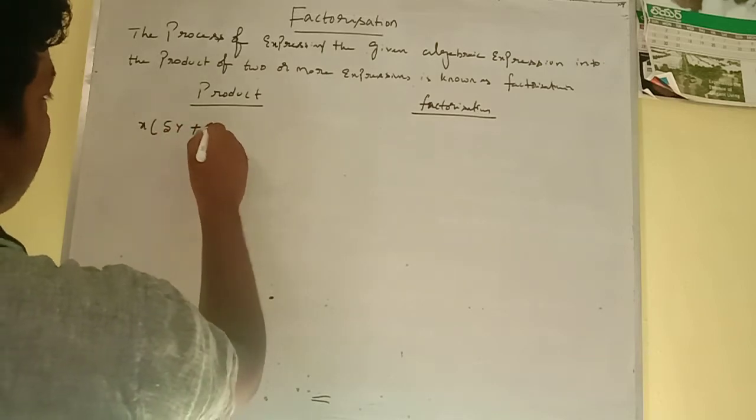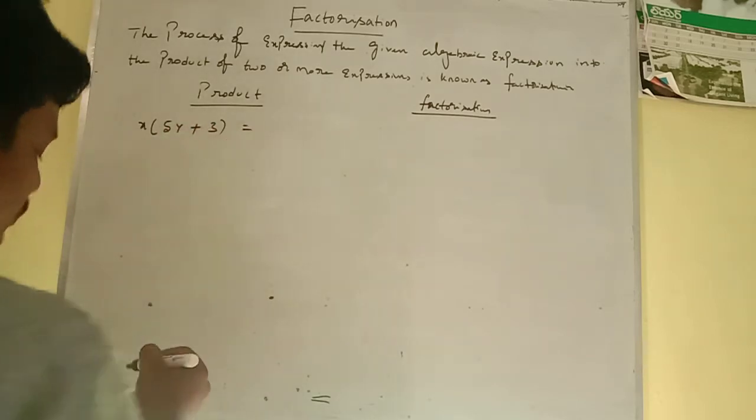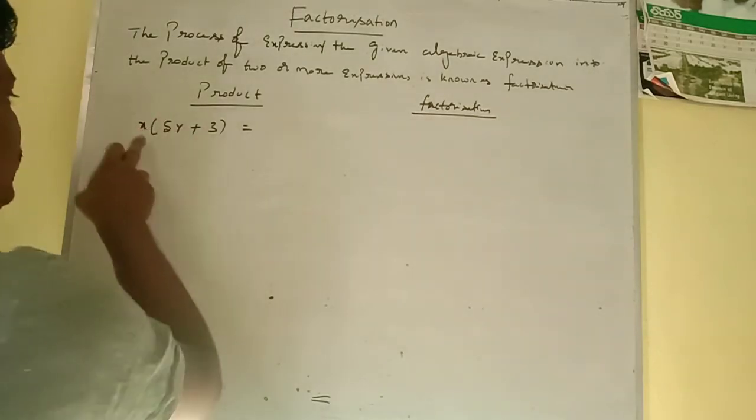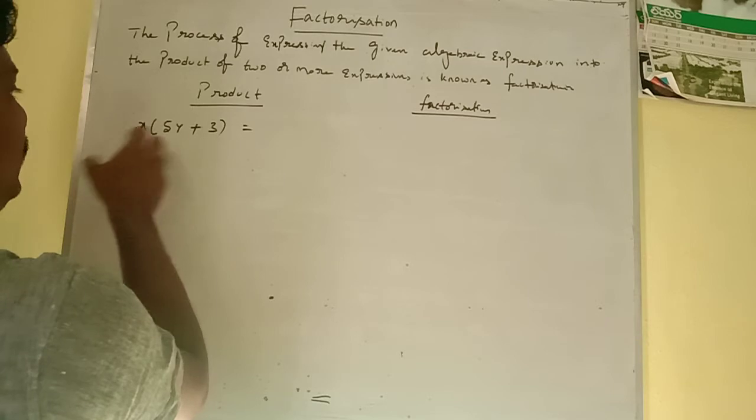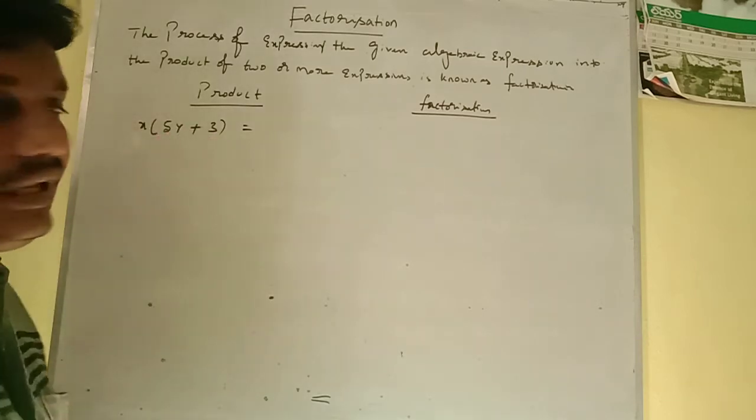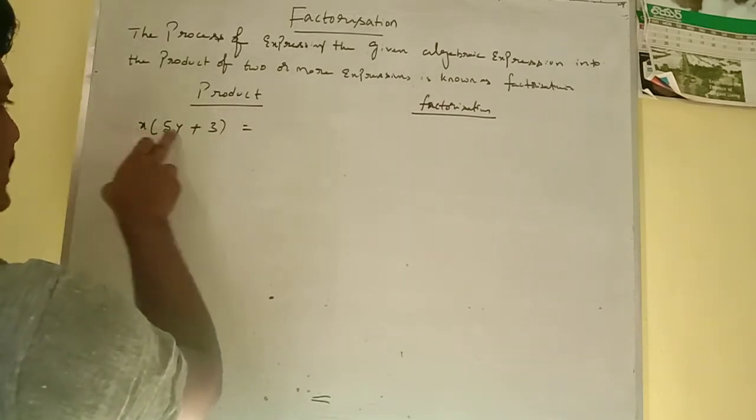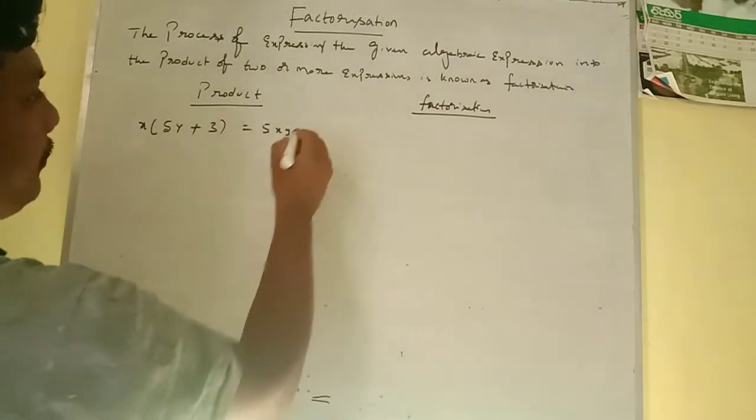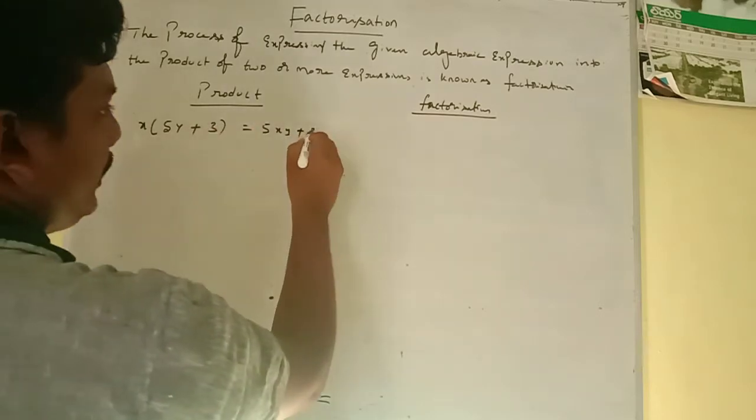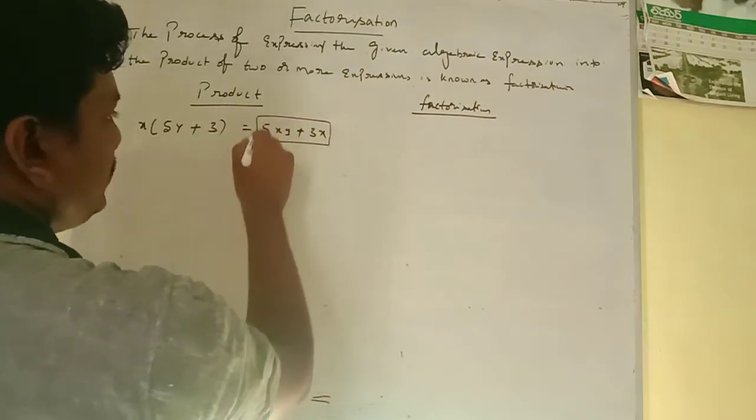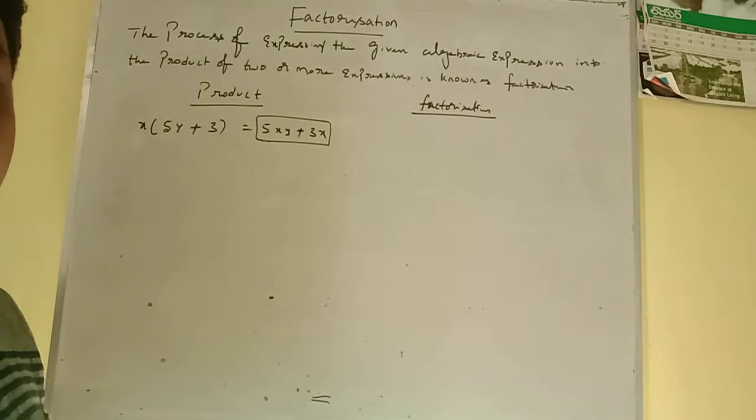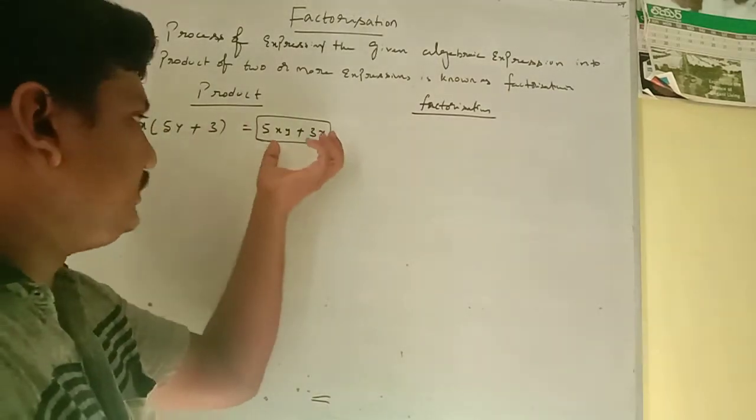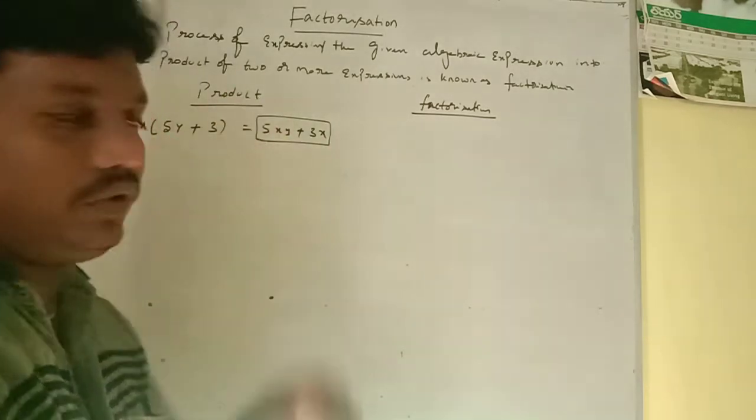5y plus 3 is equal to, now we are going to multiply with this expression. If you multiply x with 5y it becomes 5xy, plus x multiplied with 3 becomes 3x. This is called a single expression. That means by multiplying two or more expressions, we get the product as a single expression. This is nothing but the process of product.